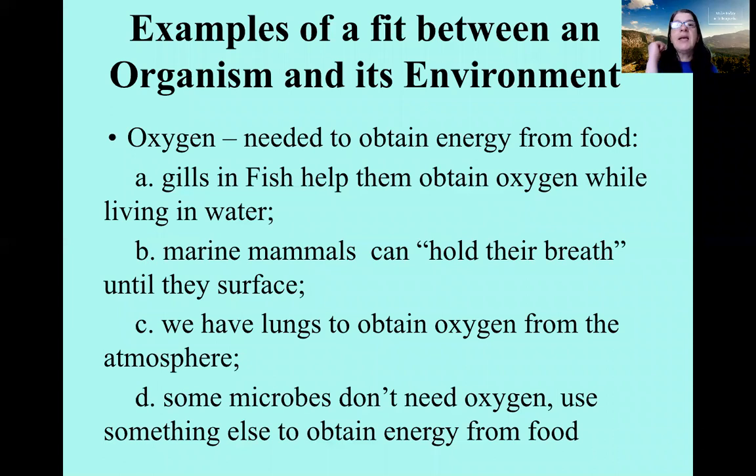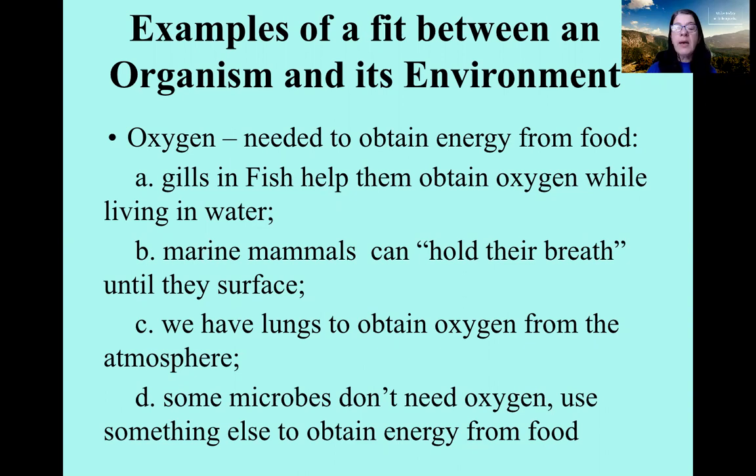How about some examples of a fit between an organism and its environment? And again, we're going to refer back to Unit 3, where we explored aerobic respiration. Oxygen is needed to obtain energy from food in heterotrophs, right? So fish that live in the ocean have gills. These gills help them filter the water and extract the oxygen which is dissolved in the water so they can perform aerobic respiration. We are mammals.